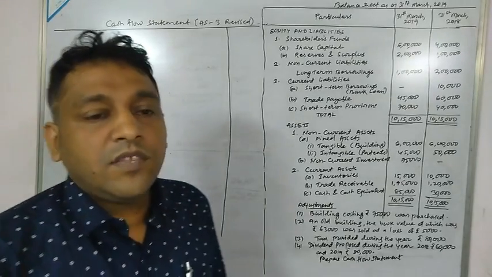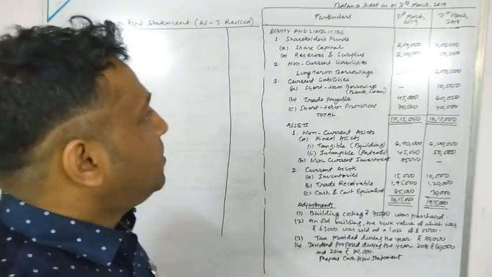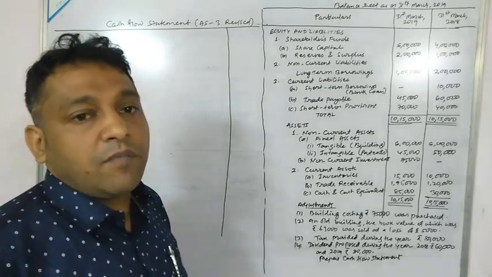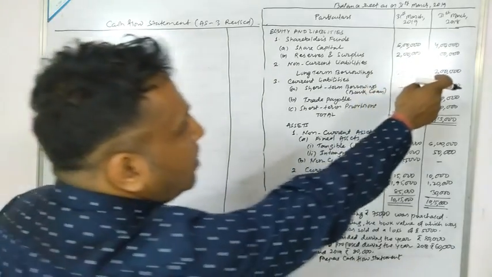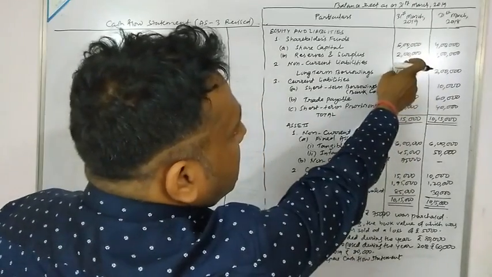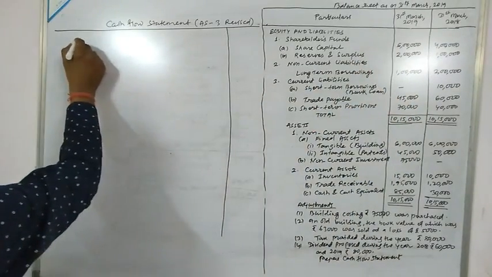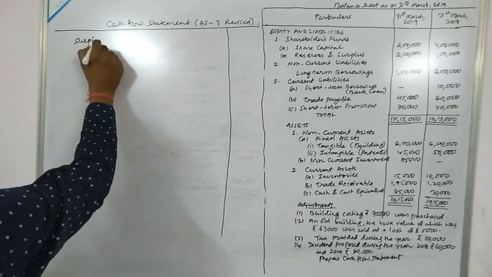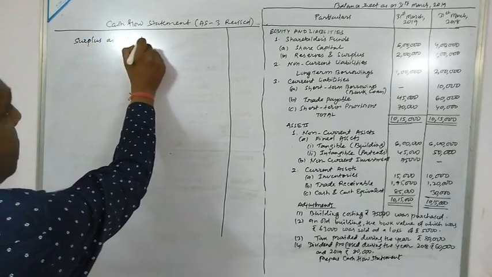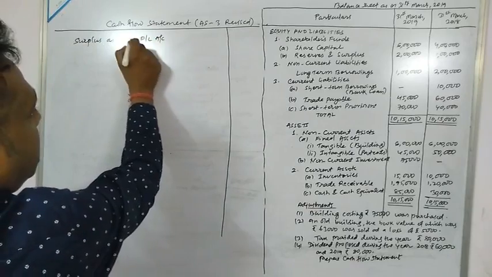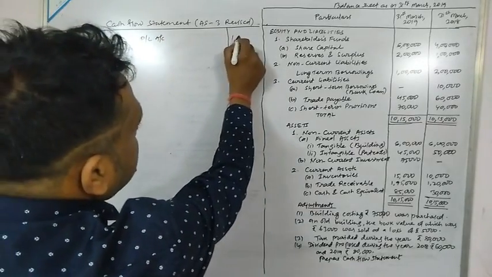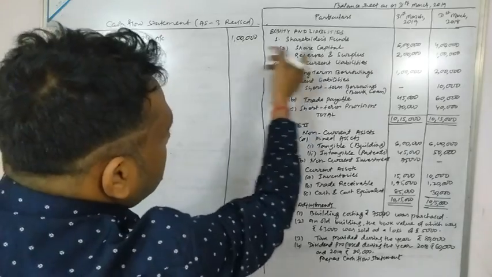So now, let us prepare your cash flow statement. First of all, what we have to see is the surplus as per the profit and loss account. In 2018 it is 1 lakh and in 2019 it is 2 lakh. So the difference figure is how much? 1 lakh. So what will we write here? Surplus as per your profit and loss account. The surplus difference figure is rupees 1 lakh.